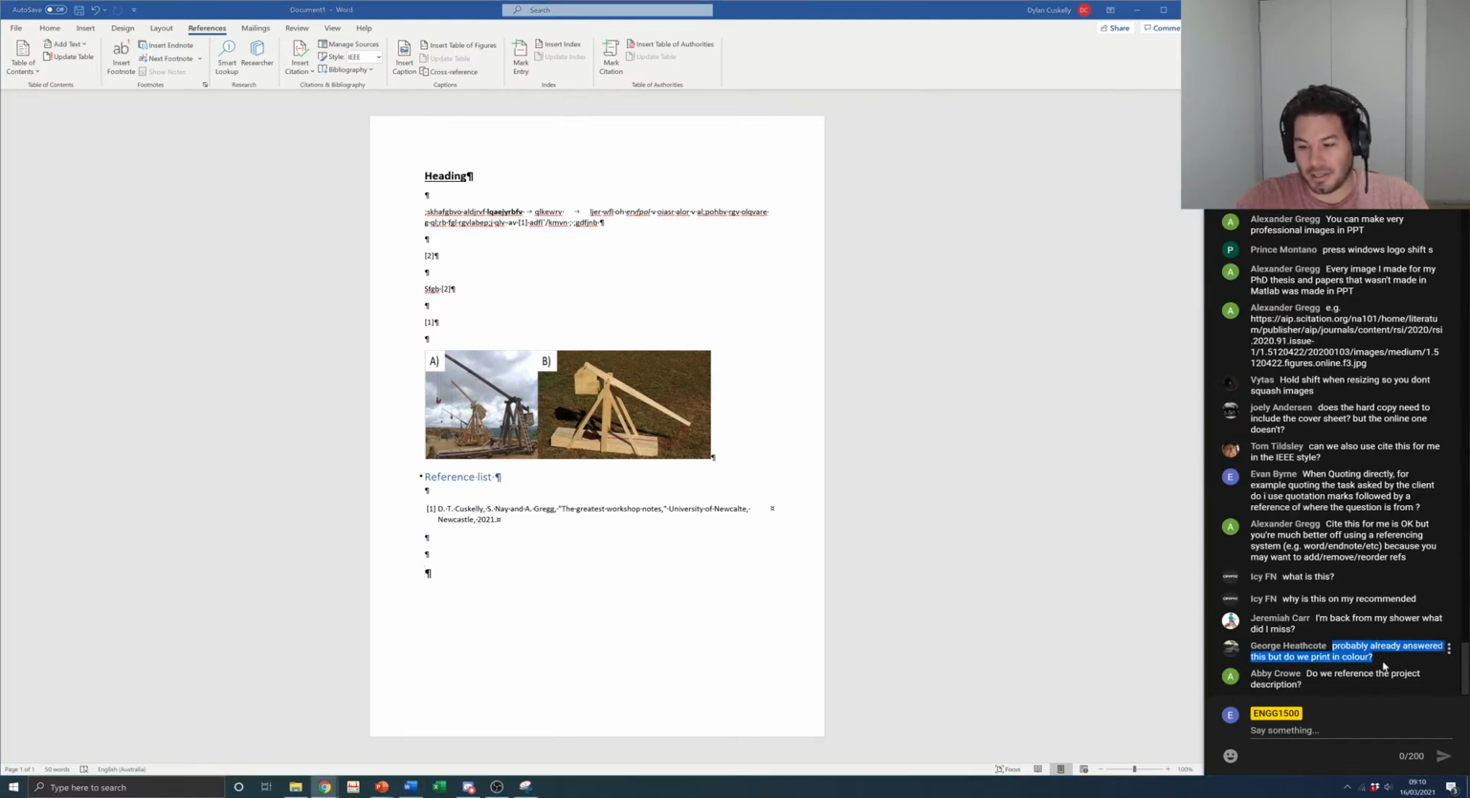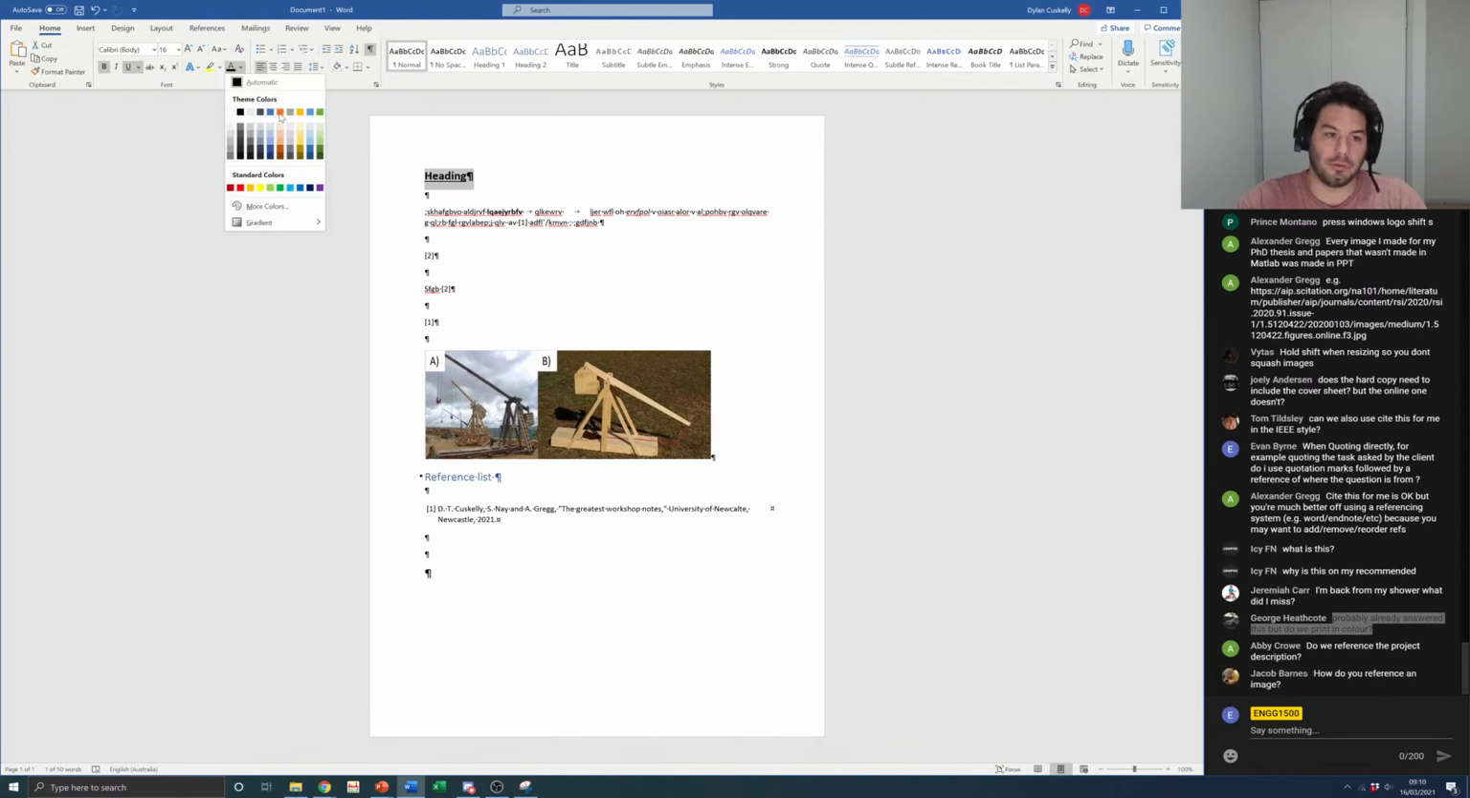Do we print in color? Yes. If you've used color, print in color. Oh, and I should have mentioned this with headings. Don't make them colorful. Don't go in and use any of this blue or anything like that. Just leave them black. It's a thing academics don't tend to do headings in color, so make them be black.